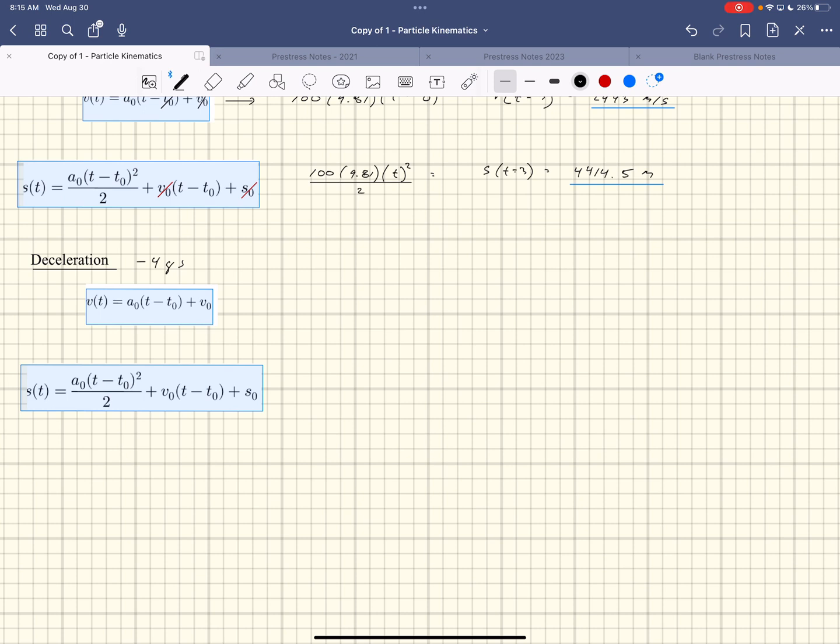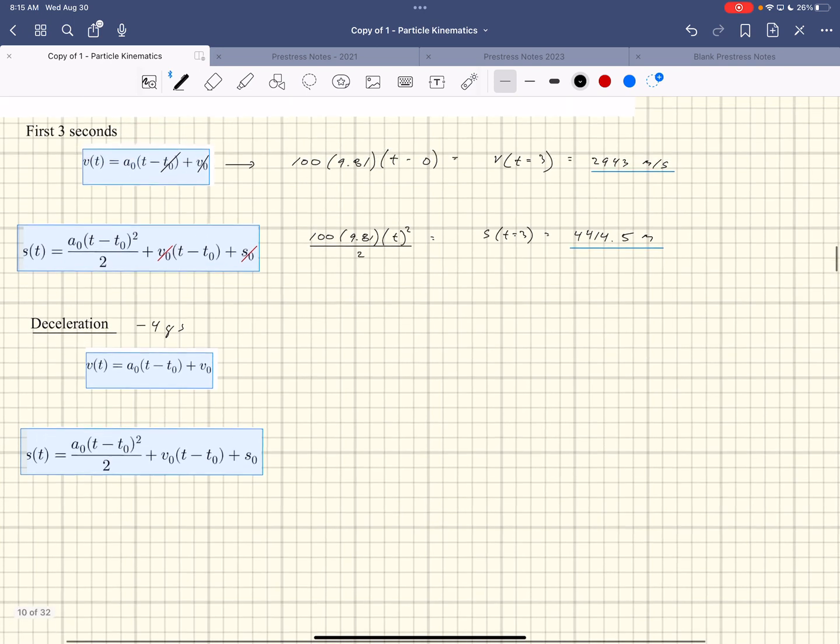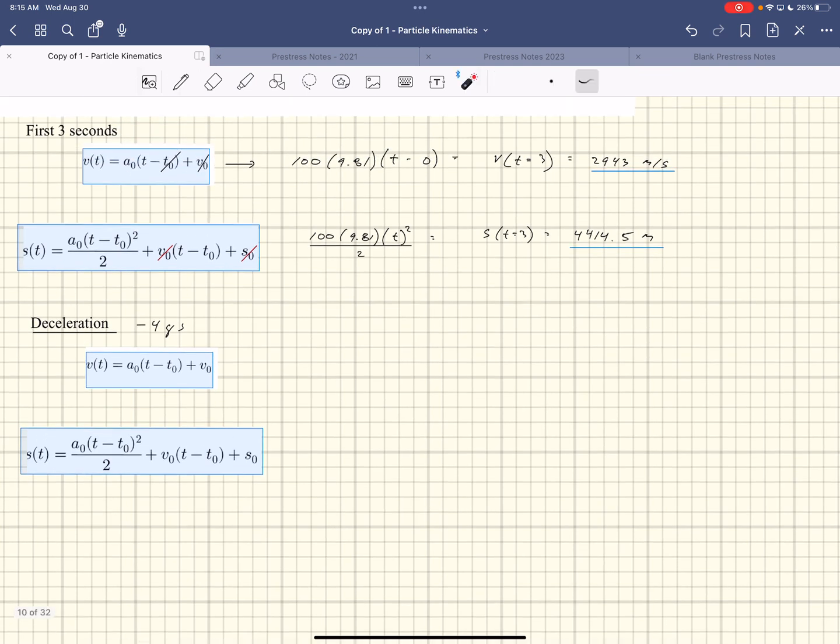But now it's a little bit different. A naught is going to be different. It's going to be -4 Gs. Now there is a T naught. What's our T naught going to be? 3 seconds, because this one's kicking in after 3 seconds. And then what about V naught? V naught is going to be the V that we got before. So at the start of this stage, our V naught is 2943 meters per second. So now we actually do have a V naught.